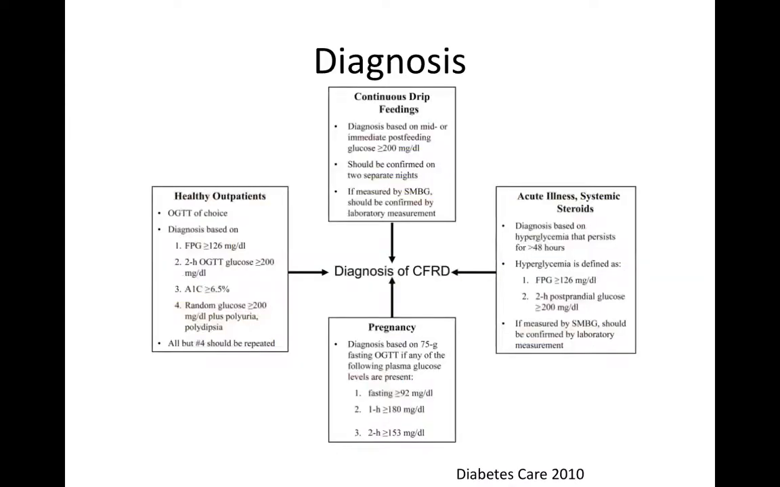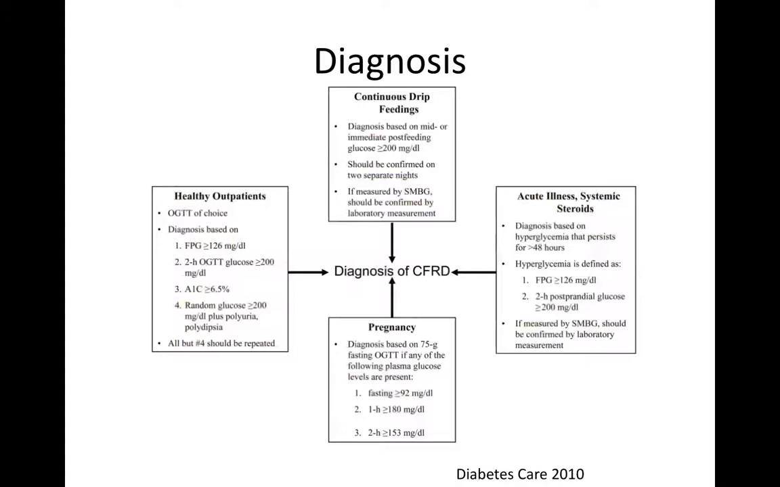Other ways that you can be diagnosed with cystic fibrosis related diabetes are, one, if you're on continuous drip feedings like G-tube feeds, if you have a mid or immediate post-feeding blood sugar greater than 200 done in the hospital on 2 separate nights, that's cystic fibrosis related diabetes. If you are sick and you're in the hospital or on steroids and you have a fasting blood sugar greater than 126 or a 2-hour after eating blood sugar greater than 200 on 2 specific occasions, that is cystic fibrosis related diabetes.